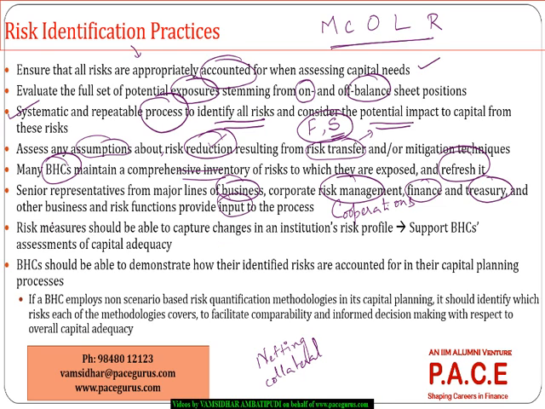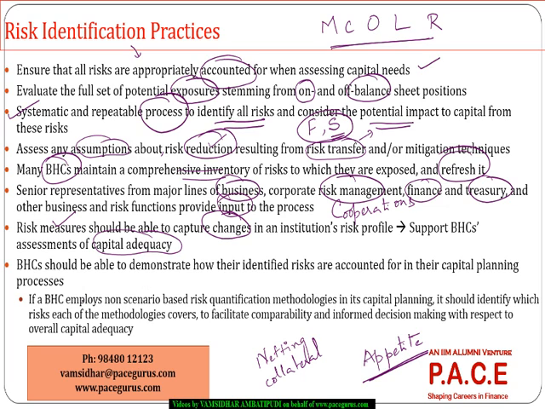And every risk measure that is getting designed should be able to capture the changes in the risk profile of the institution. So any change in the risk profile, the risk appetite of the company, that change has to be captured as a part of all the risk measures. So that should be directly linked with the assessment of the capital adequacy of the bank.